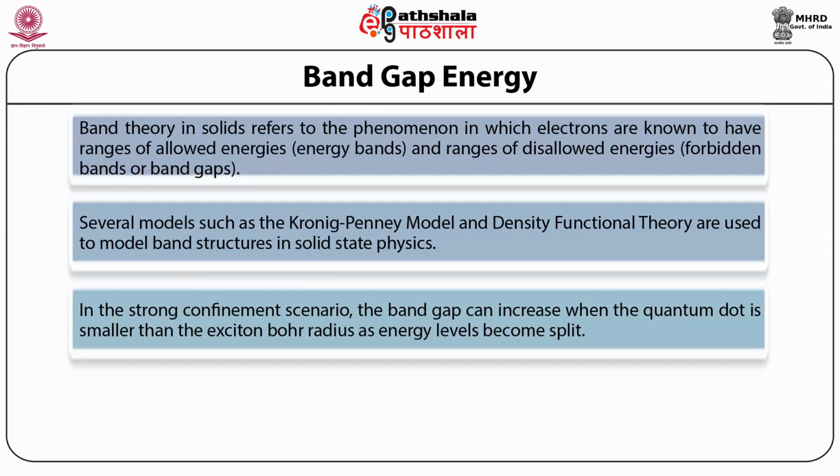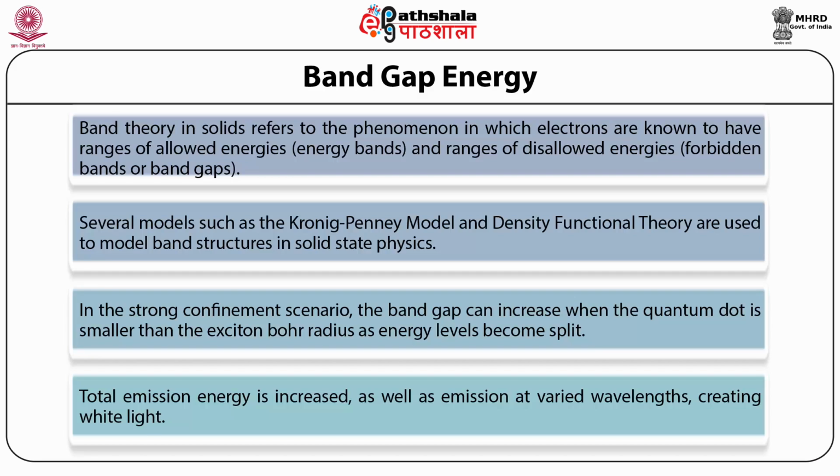In the strong confinement region, the band gap increases when the quantum dot is smaller than the exciton Bohr radius, owing to the splitting of energy bands. The total emitted energy increases and the emission occurs at various wavelengths, resulting in white light.